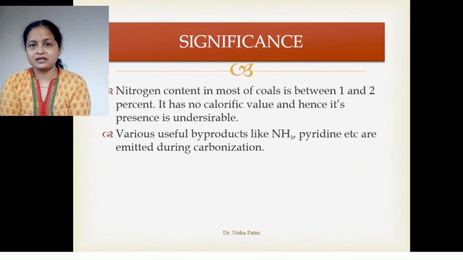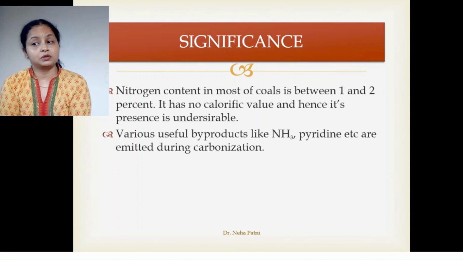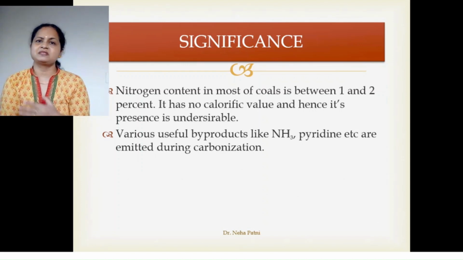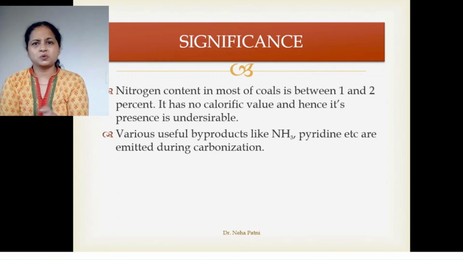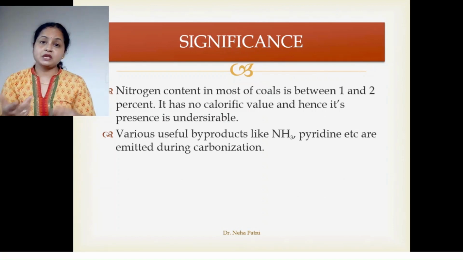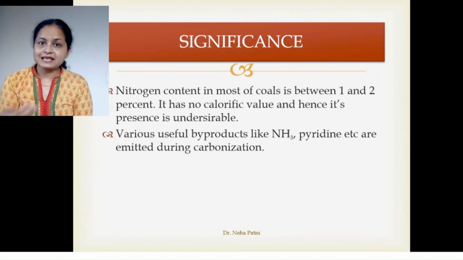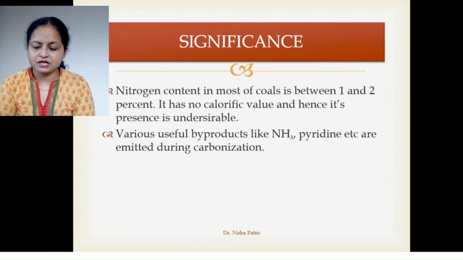Now, how to find it is done. Why find that percentage? Though nitrogen has no place in Dulong's formula, which means it does not directly contribute to calorific value, its presence is totally undesirable. We don't need nitrogen to be there in the fuel for the sake of calorific value. But if it is present, it is helpful in making other byproducts out of it, like ammonia, pyridine, etc., which are very much used. So for that, sometimes we need to know how much nitrogen is present.